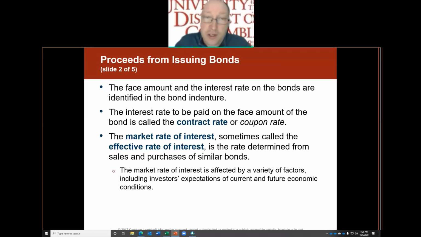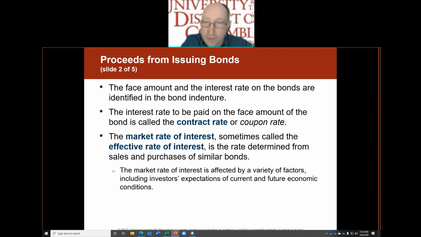Okay, the face amount and the interest rate on the bonds are identified in the bond indenture. Again, the bond indenture is that contract between the bond holders and the corporation. The interest rate to be paid on the face amount is called the contract rate, also known as the coupon rate. That is the interest rate that's tied to that bond, contract rate.